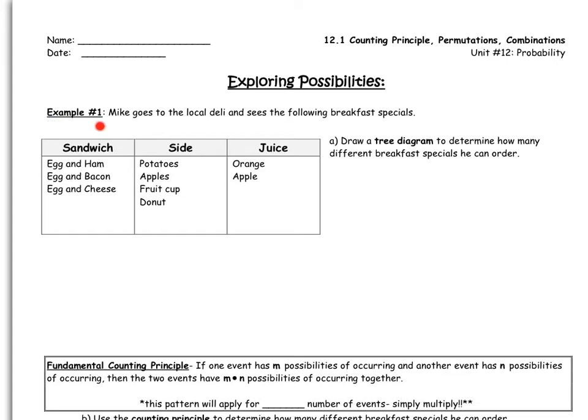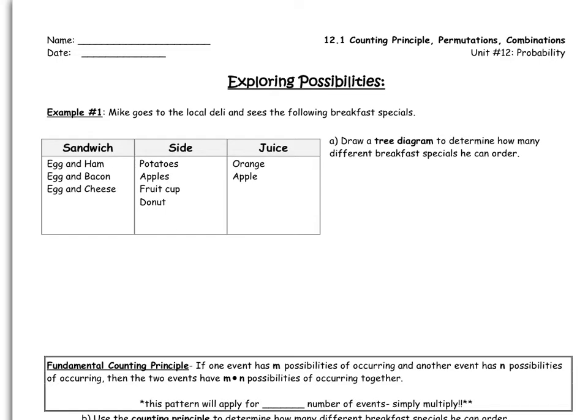So, example number 1. Mike goes to the local deli and sees the following breakfast specials. He sees 3 different types of sandwiches, 4 different types of sides, and 2 different juices. Part A is asking us to draw a tree diagram to determine how many breakfast specials he can order. If you feel that you can fit your tree diagram vertically over here in this space, if you write small, then that's fine. But I write a little bit large, so I'm going to put mine here.